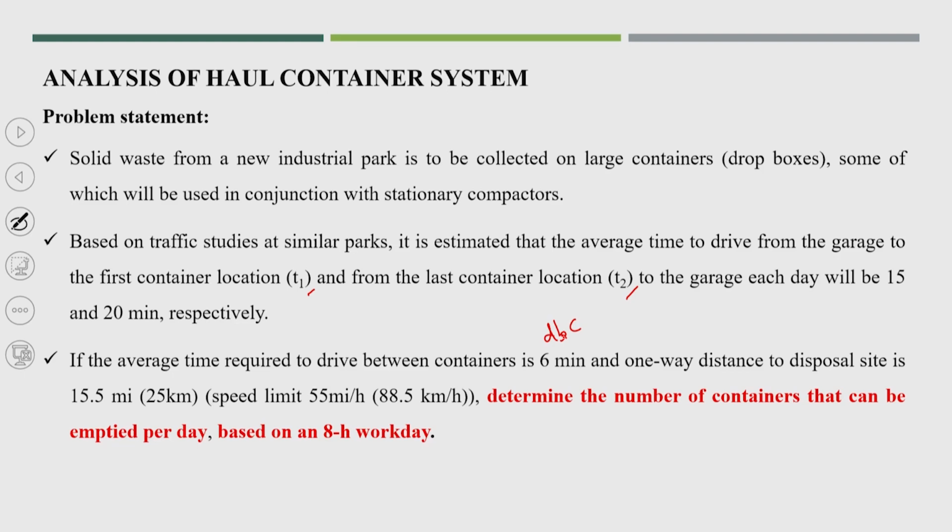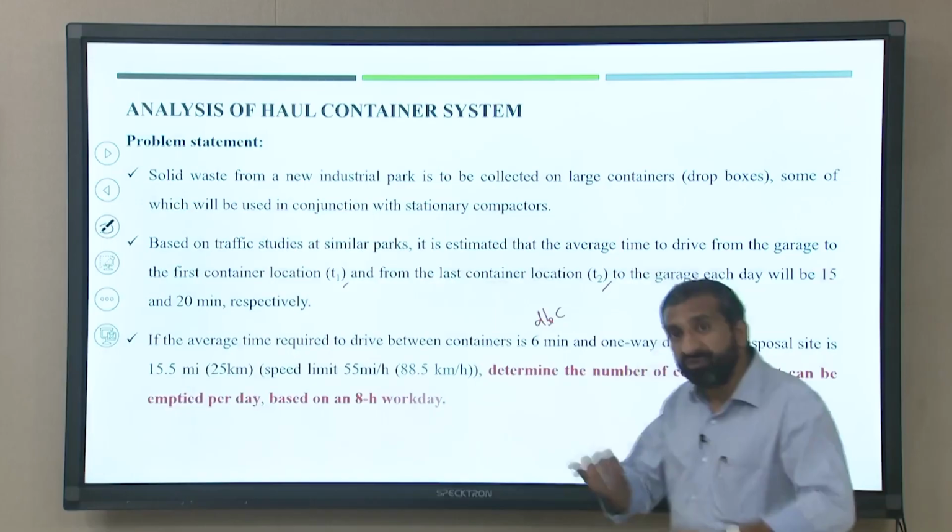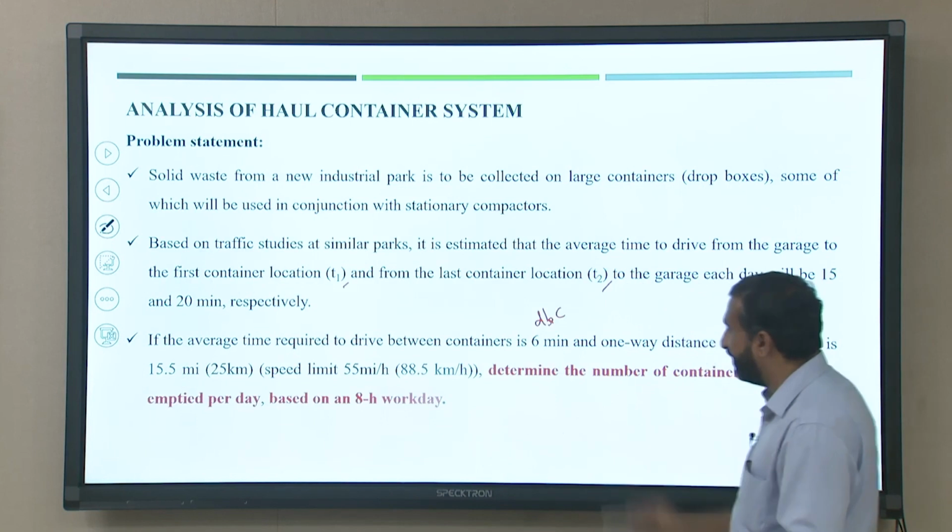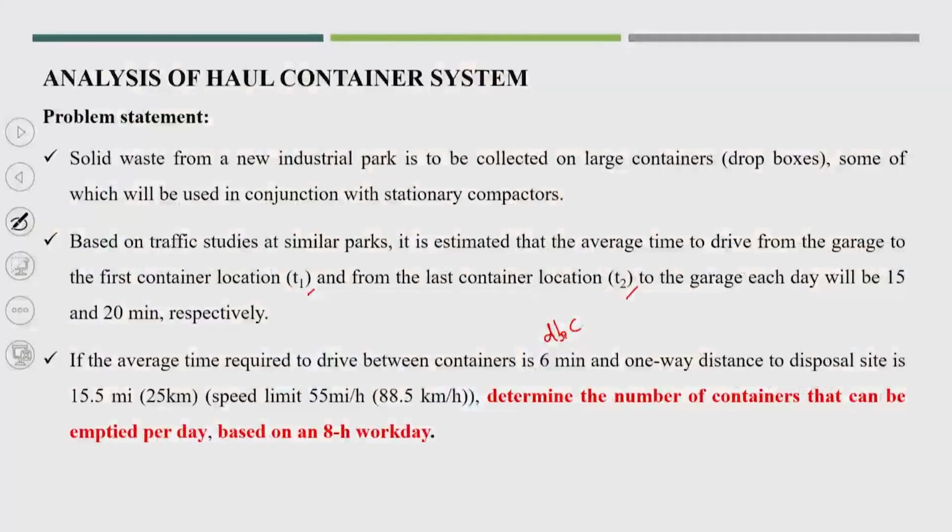So, it is a one way distance, but you remember that x is a round trip haul distance, so we have to double this value. The speed limit is given, that is 88.5 kilometer per hour or 55 mile per hour. Determine the number of containers that can be emptied per day based on an 8-hour work day. This 8 hour is given, that is the capital H value. Now, we will solve the problem. One more value is given, the assumed off-route factor W is 0.15. If it is not given, you also assume that is 0.15. So, we will go for the solution.